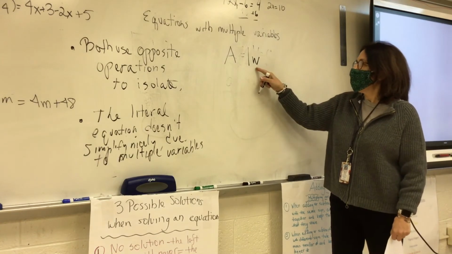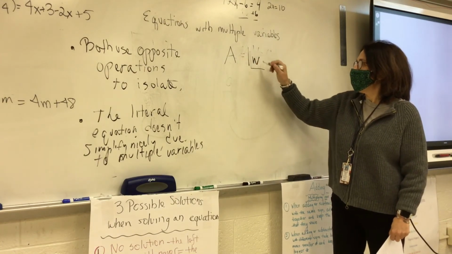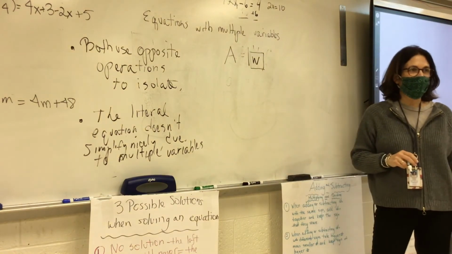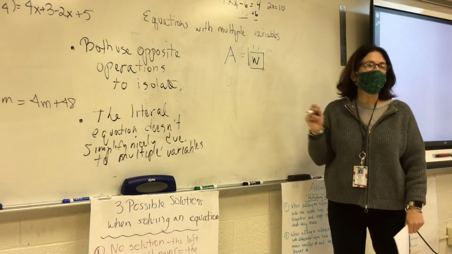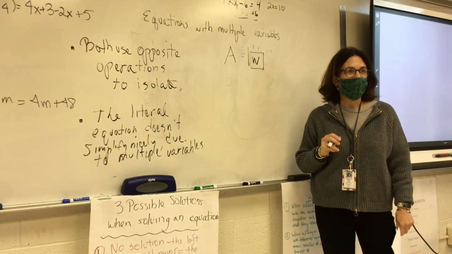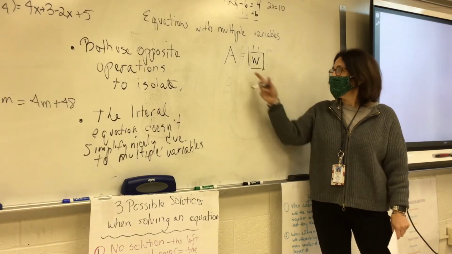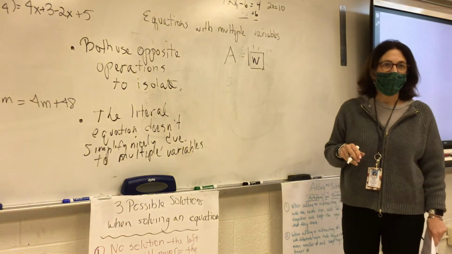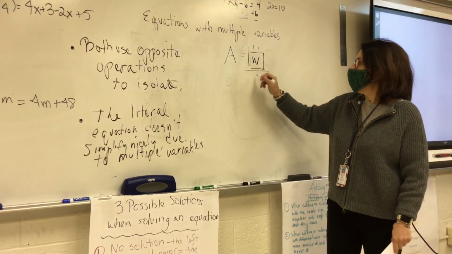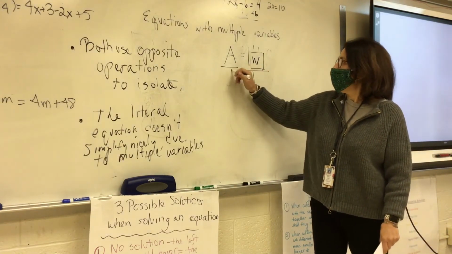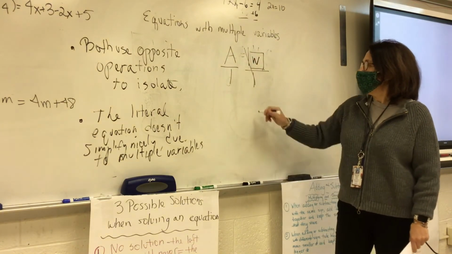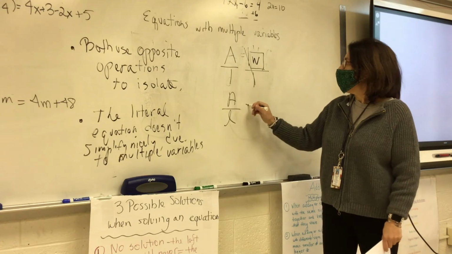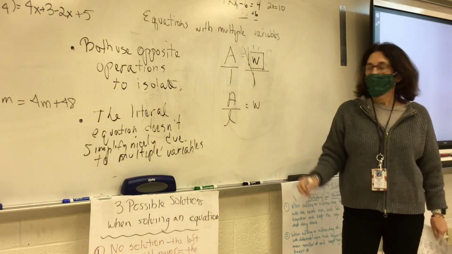So I am going to put a frame just around W. That is nailed to the wall. I cannot move it. W is being what by what? Multiplied by L. Perfect. What's the opposite, Eli, of multiplying by L? Dividing by L. Divide both sides. That leaves me with A divided by L equals W. And I'm done.